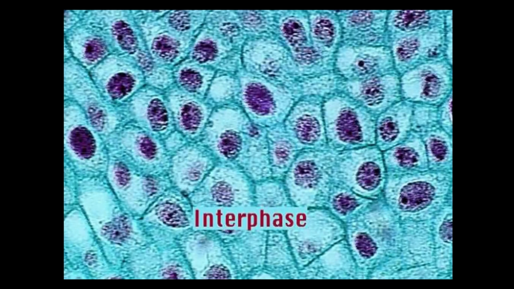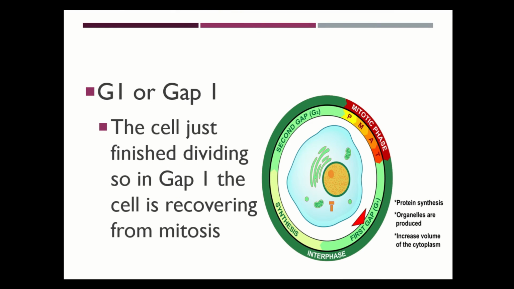So let's first talk about the interphase or the longest phase. So we have here the G1 or the gap 1. So the cells just finish dividing. So in gap 1, the cell is recovering from mitosis. So sa gap 1, dito nangyayari yung protein synthesis, and also the organelles are also produced, and the increase in volume of the cytoplasm. So ibig sabihin, lumalaki yung volume ng cytoplasm sa gap 1 or sa G1.